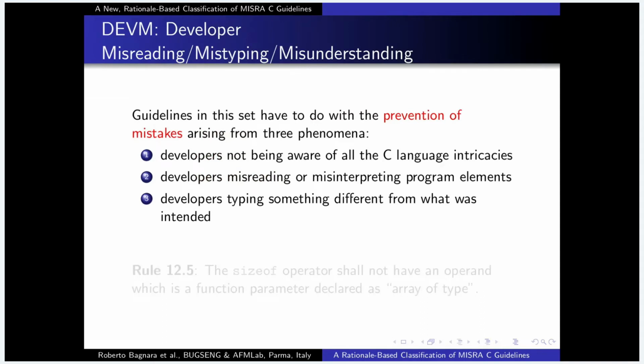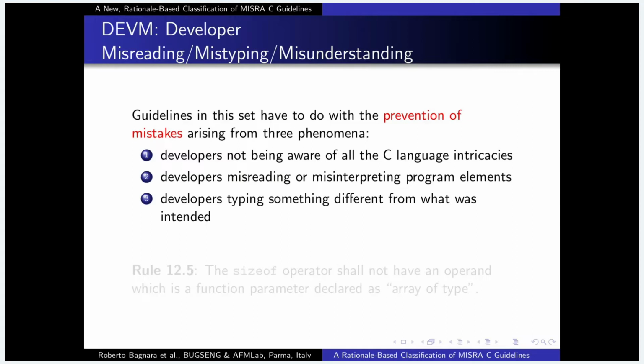The class which is called DevM means developer misreading, mistyping, misunderstanding. The rationale of these guidelines is to prevent mistakes that arise from three phenomena. So first, developers are often not aware of all the C language intricacies. There are really many. C is a complex language. So you may think that it's simple because maybe you program in a certain fragment, but the point is that even if you stick to a small fragment, there are many subtleties that you must be aware of.